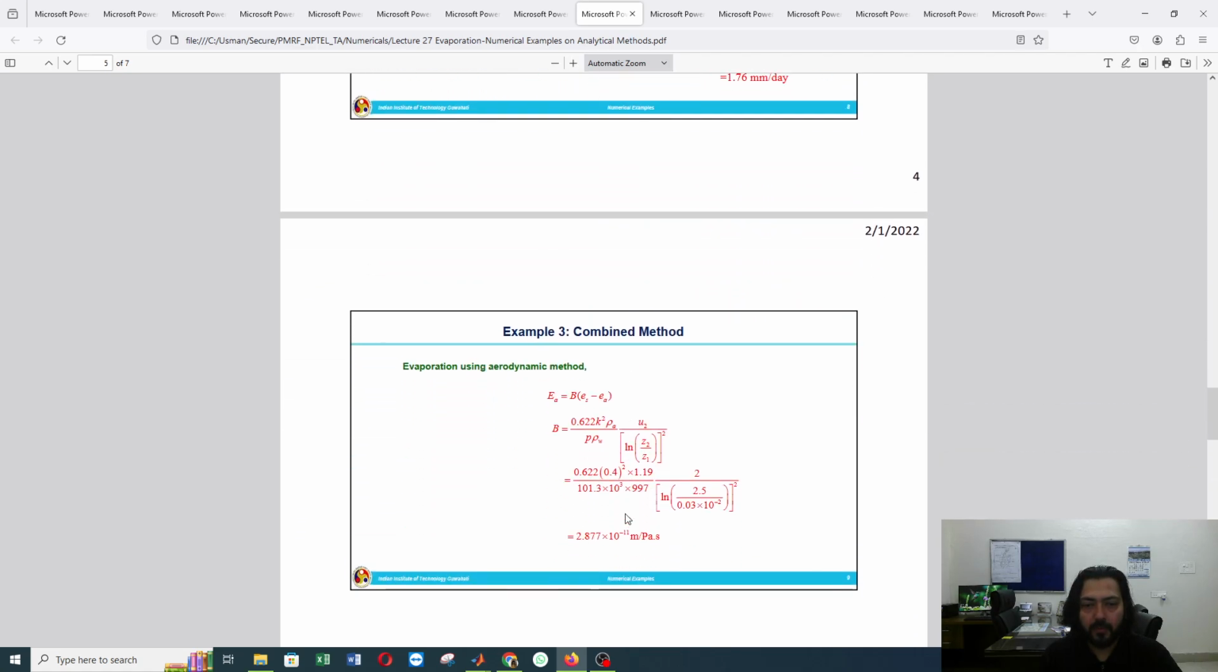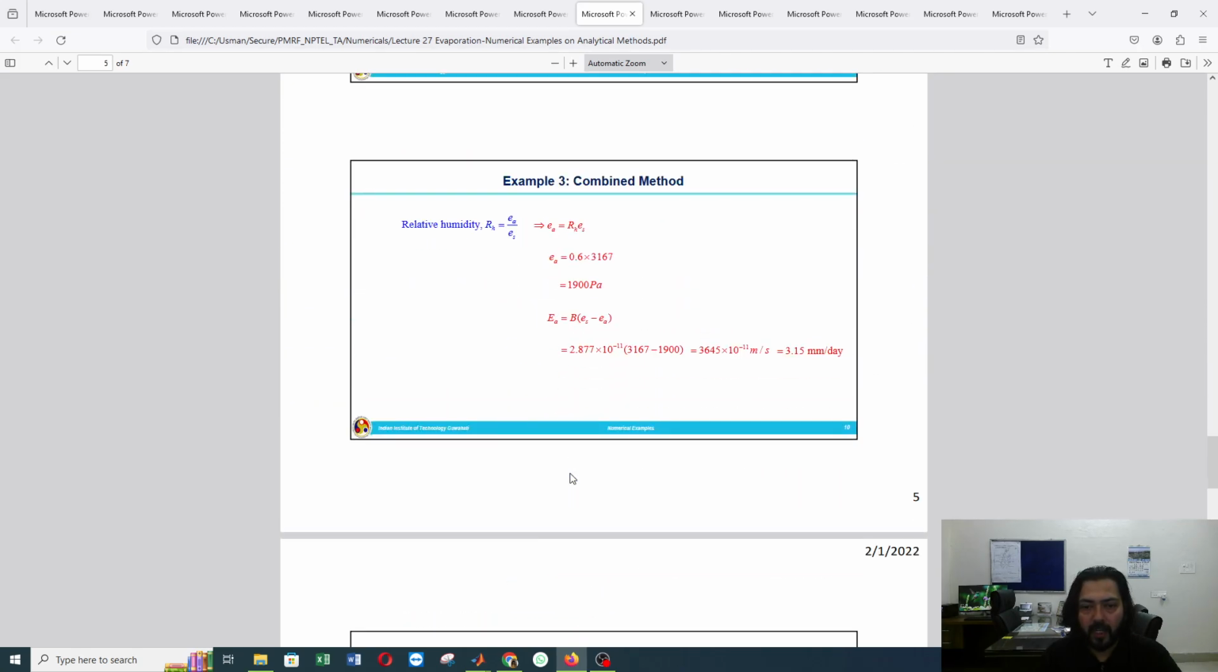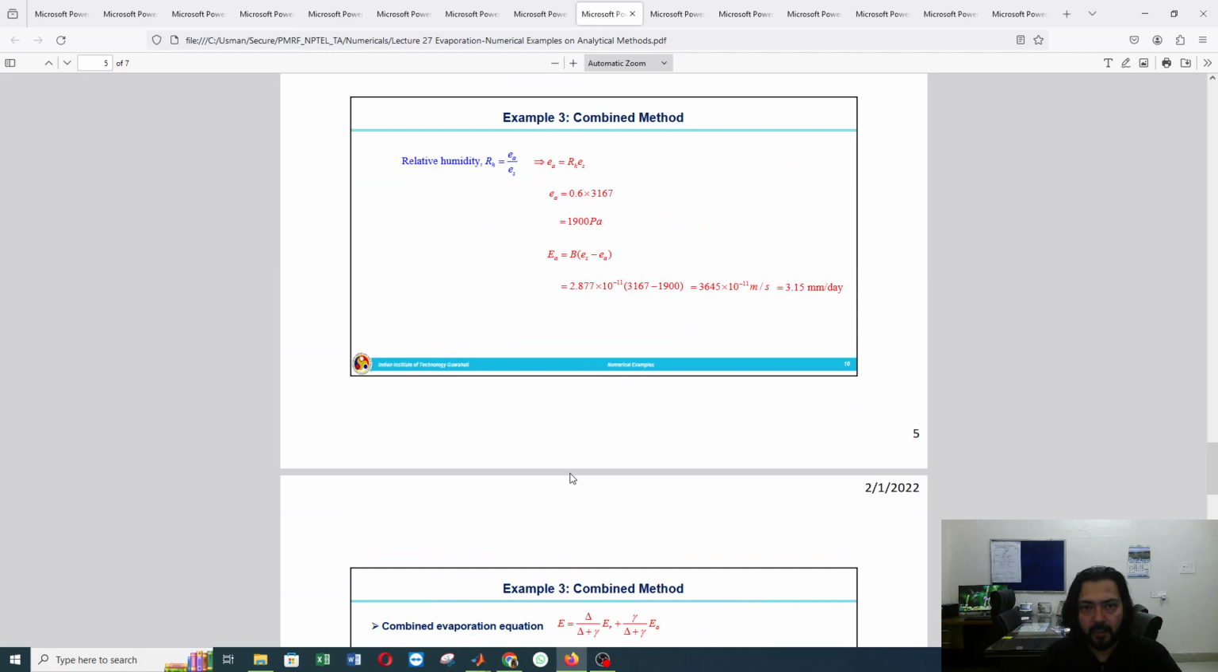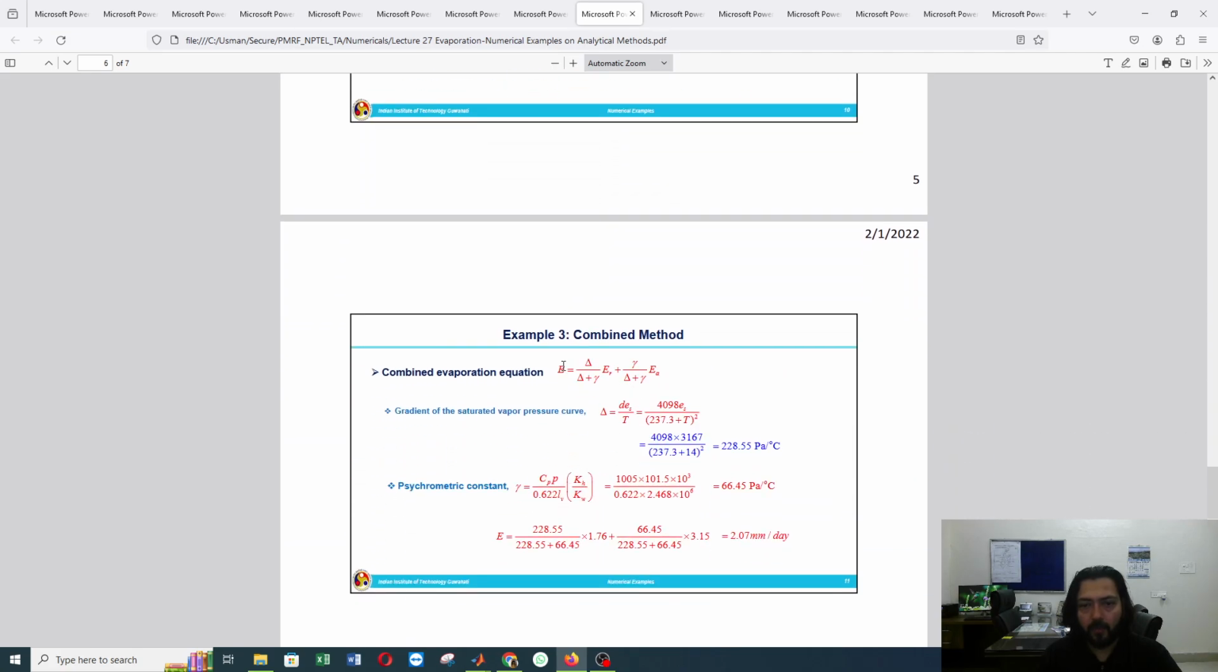Now the next thing is to calculate EA, that is evaporation using the aerodynamic method, for which we know B into Es minus ea. So Es and ea values are given to us. The important thing is to calculate this constant value of B. The equation for B is quite large, right? So we have to calculate this B value, and then we can get the value of EA. Now that we know the values of ER and EA, we can go for the combined method equation.